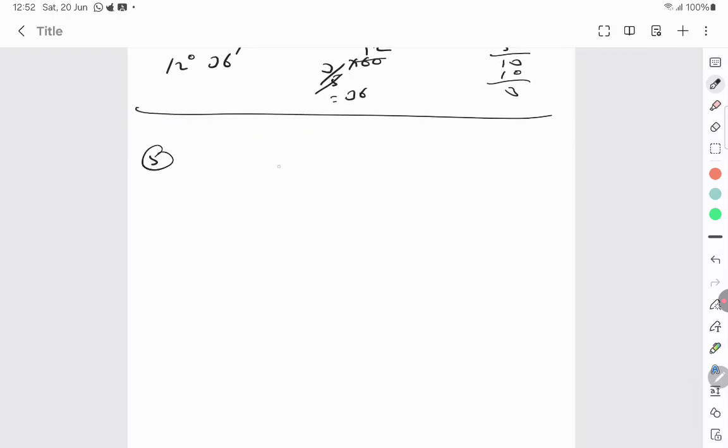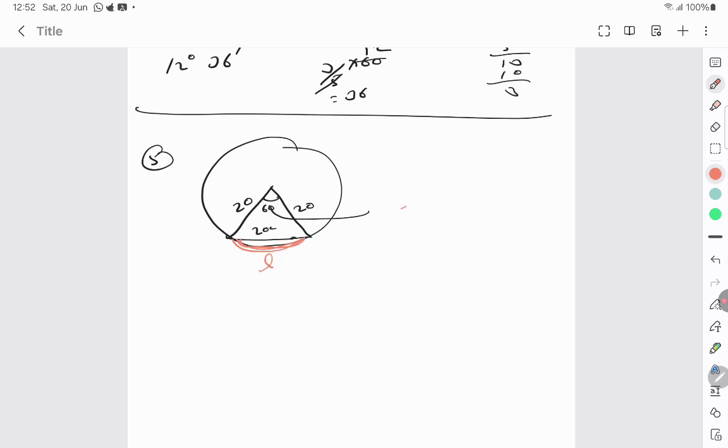The fifth question. A circle of diameter 40, which means the radius is 20. A chord length is also 20. So this radius is also 20. Thus you get an equilateral triangle with the central angle being 60 degree. Find the length of the minor arc, this arc.